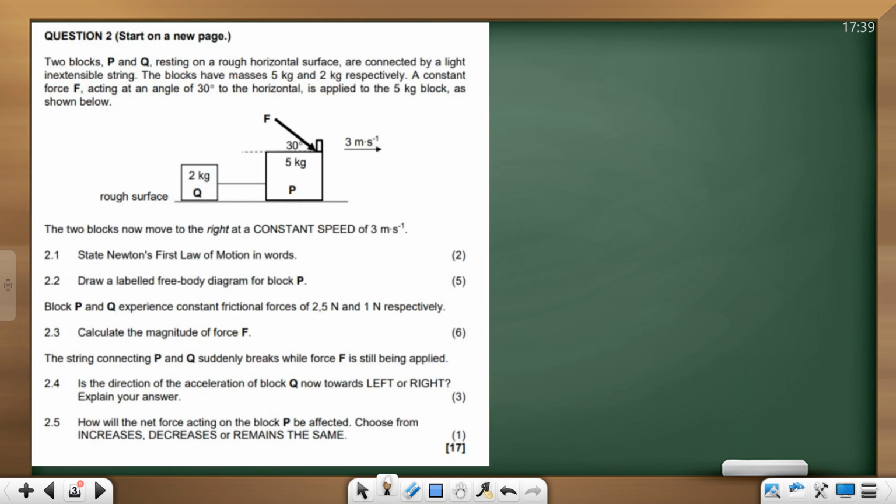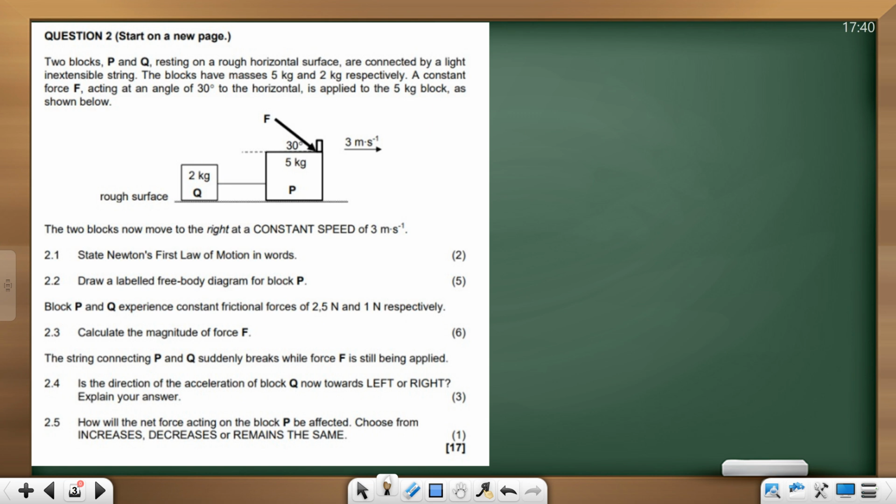Sweet. I hope that's fine. All right, look at this one. Two blocks P and Q resting on a rough, again, you got to read, all right? Rough horizontal surface are connected by a light inextensible string. Check all the things I underlined earlier on. The blocks have masses 5 kg and 2 kg respectively.